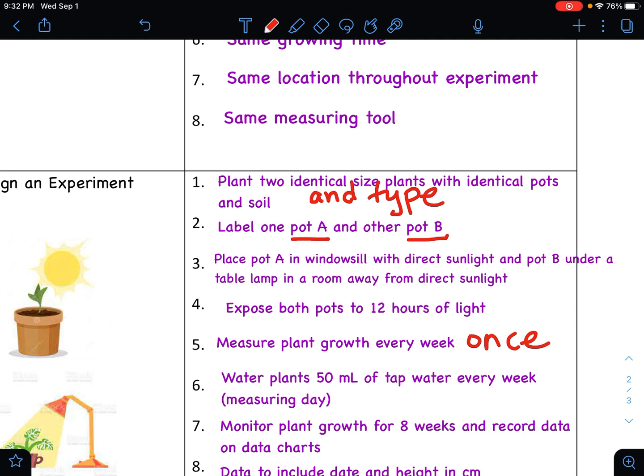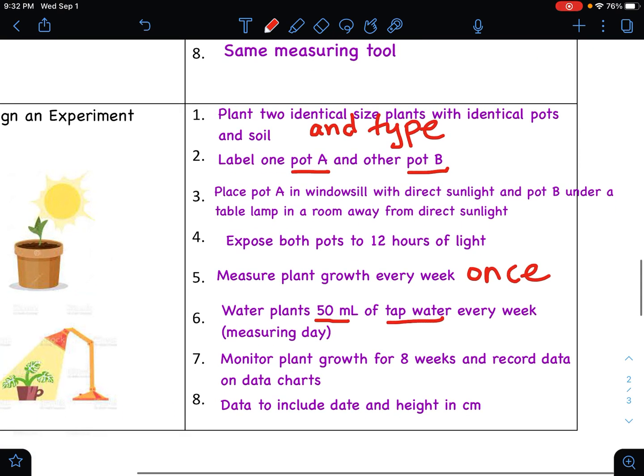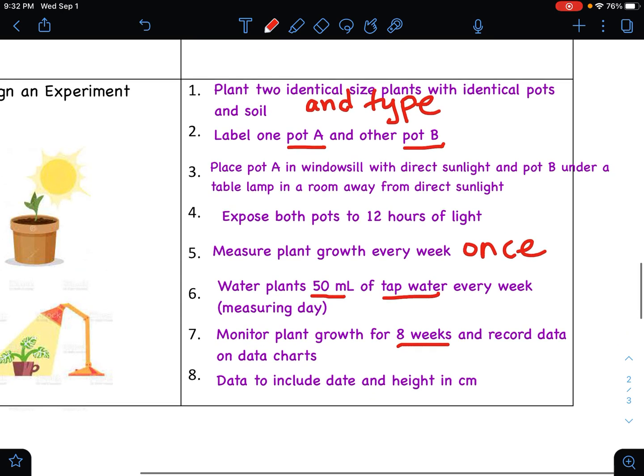All right, so this is where we have talked about the amount and type of water each plant's going to receive. We're going to monitor plant growth for 8 weeks, and you as a scientist would design how long you want that to be: 12 weeks, 14 weeks, 6 weeks, 8 weeks, okay? And record data on data charts. And then data is going to include the date. So every time you come in and do an observation and a measurement, you are going to have the date.